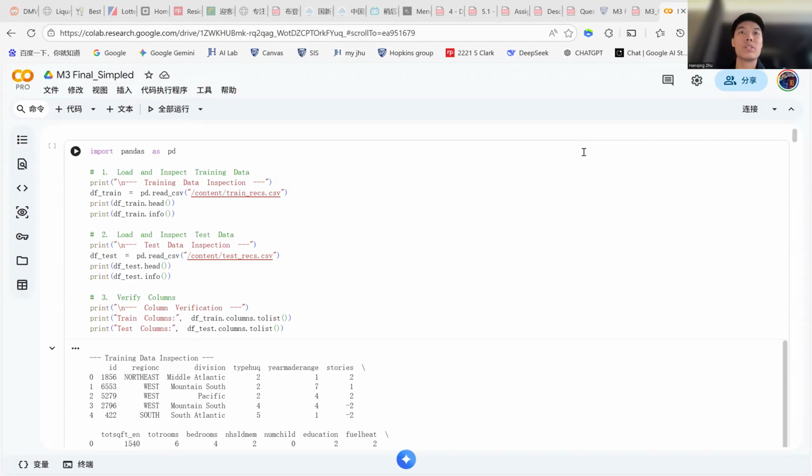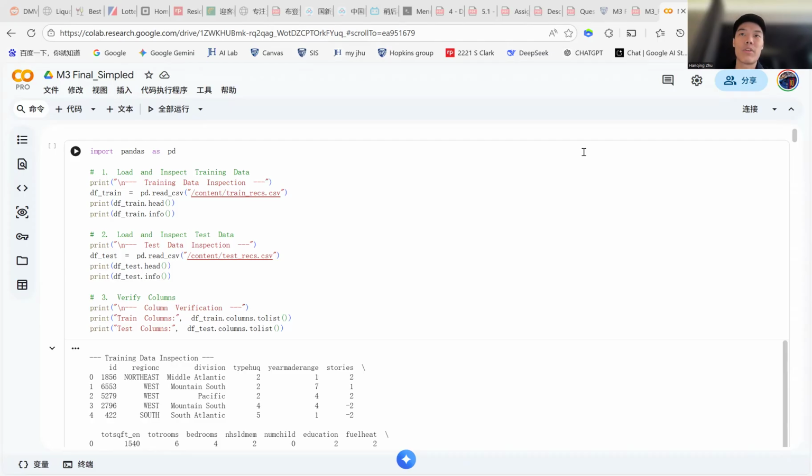So today I'm going to present my approach to the M3 final hackathon, predicting residential energy consumption. The core objective of this challenge was to develop a regression model that minimizes the mean absolute error between our predictions and the actual energy usage of households across the US.